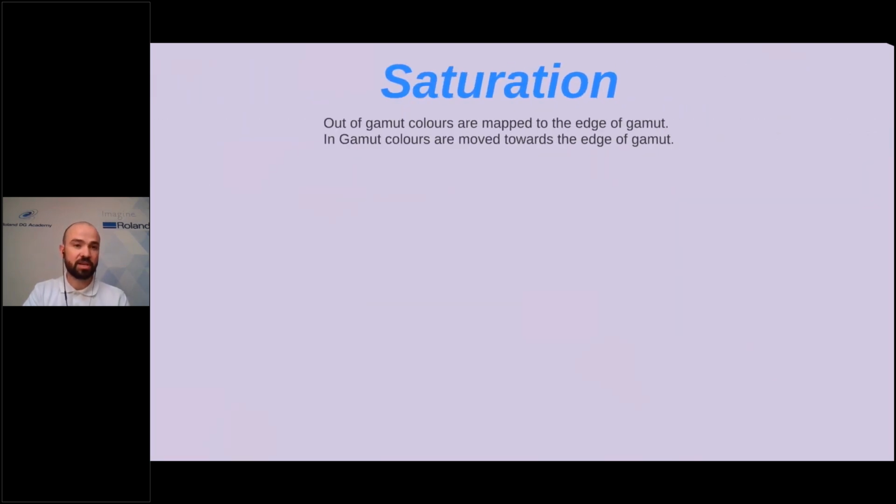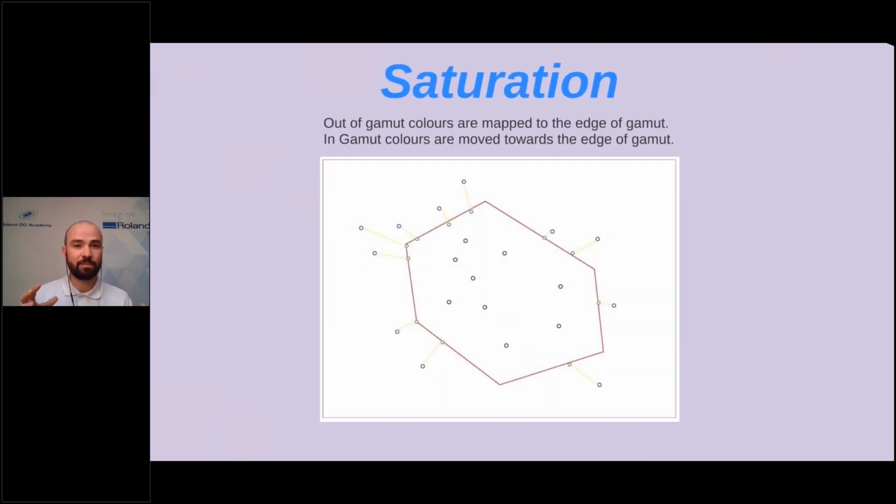And finally, we have saturation. This means that the out of gamut colors are mapped to the edge of the new gamut, and the in gamut colors are moved towards the edge as well to create the most saturated versions of those colors. Hopefully that all made sense.